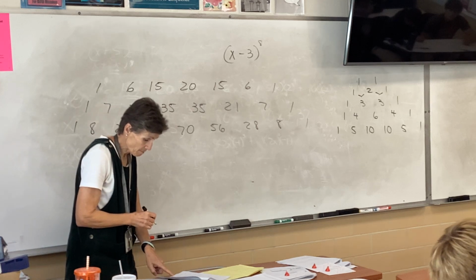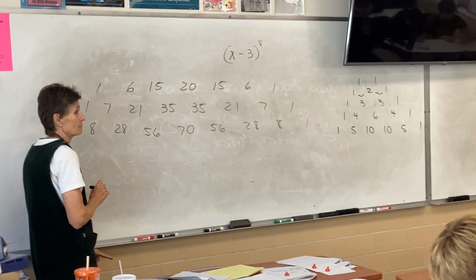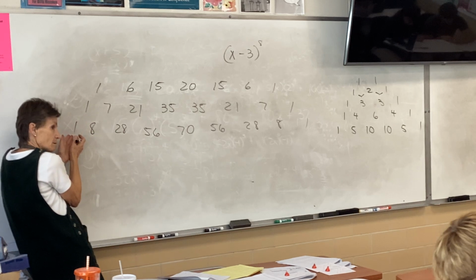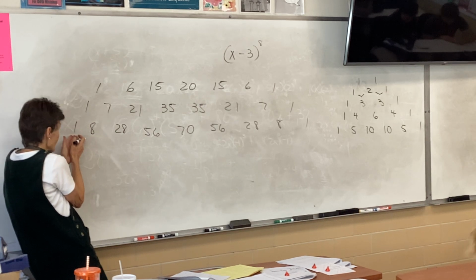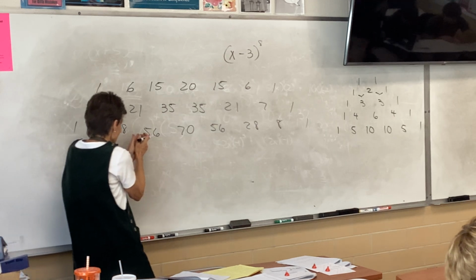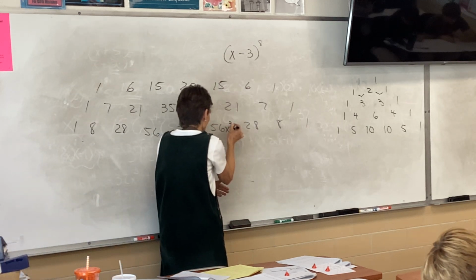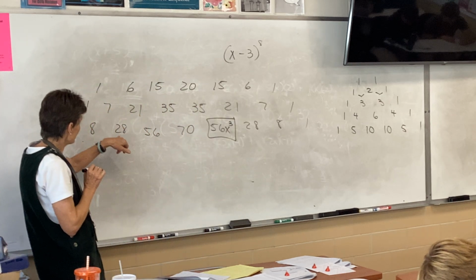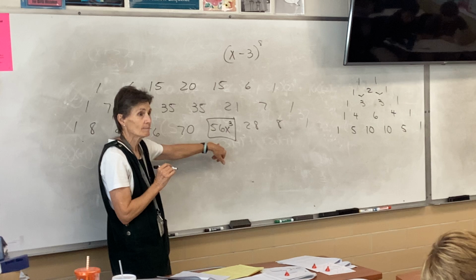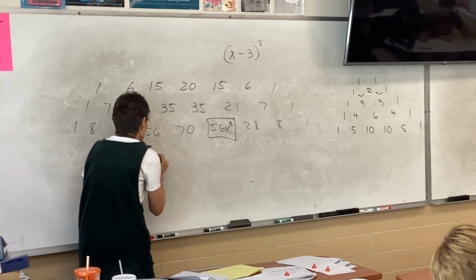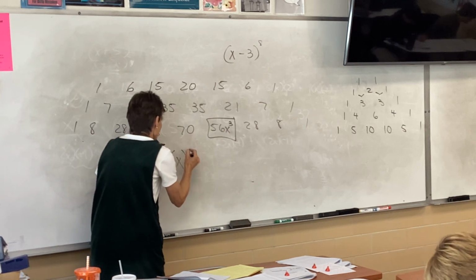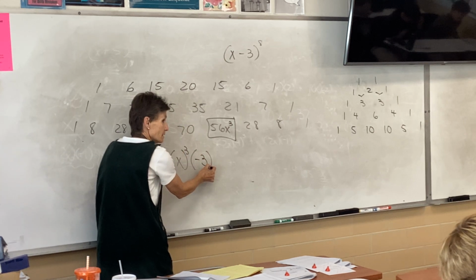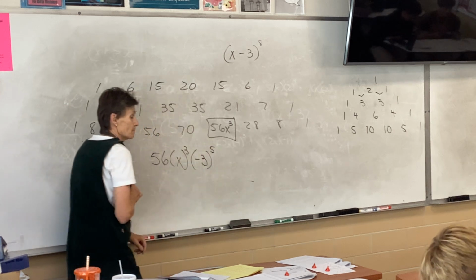Now, this time I want x cubed. So remember, what would the power on x be right here? 8, 7, 6, 5, 4. Is this the one I want right here, 56? 8, 7, 6, 5, 4, 3. So I'm going to have 56, x to the 3rd, and negative 3 to the 5th.